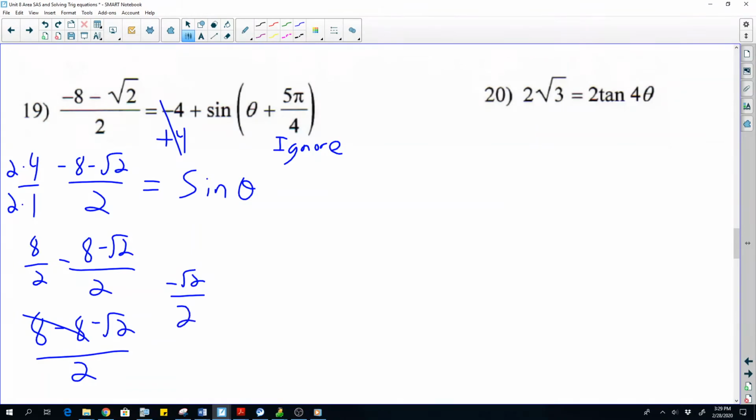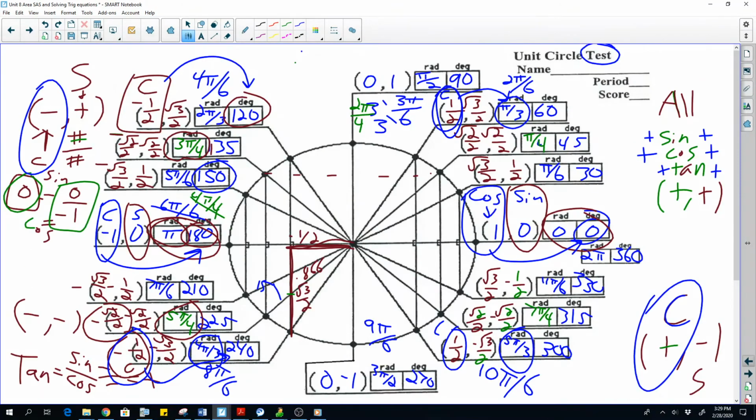So negative radical 2 over 2, where does that equal for sine? Right, inverse sine to the other side, solve for theta. So what angle uses sine? All students take calculus. So not the students, that's where it's all positive, but down below, third and fourth quadrant is where sine is negative radical 2 over 2. Can you find it? I know you could.